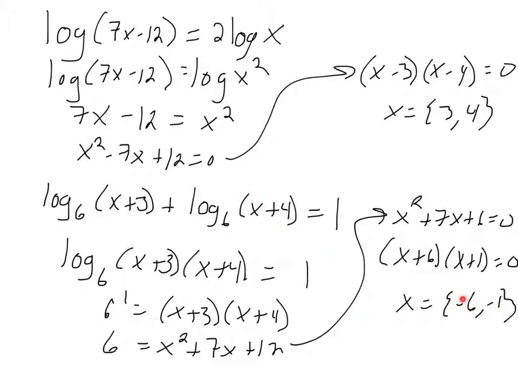But what happens if I plug in negative 6? What's negative 6 plus 3? Then we're taking log of a negative number, which we can't do. So anytime one of these ends up making the log of any of the original expression, any of these logs, equal to a negative number, then we got to toss it out. So negative 1 is the only one that works there. It's our only solution. All right. So that's how we can use those log properties to solve those types of equations.